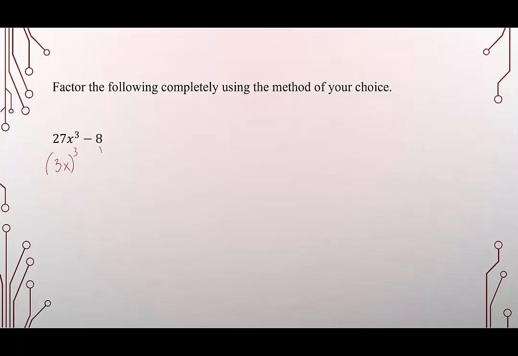And how about 8? Is 8 a perfect cube? Yes, its cube root is 2. So I know the root of the first is 3x. I know the root of the second is 2. And remember what differences of cubes factor into. So we have x cubed minus y cubed. We'll factor into x minus y. So that's going to be root minus root. 3x minus 2 is the first factor. The second factor is x squared plus xy plus y squared.